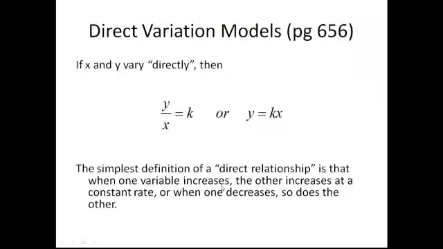It was on page 656. They wrote it like this. So if x and y vary directly, then y divided by x is equal to some sort of constant k. Keep in mind we tend to write things with y being equal to something, so y in terms of x. A lot of the time we like to solve for y.